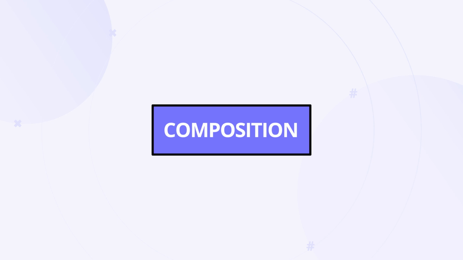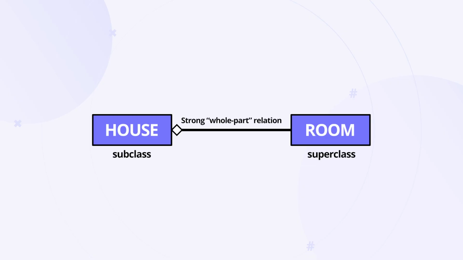Composition is a stronger form of aggregation where the part cannot exist independently of the whole. When the whole is destroyed, the parts are also destroyed. Consider a house class composed of room objects. If the house is demolished, the rooms do not exist independently. They are integral parts of the house and therefore cease to exist along with the house.